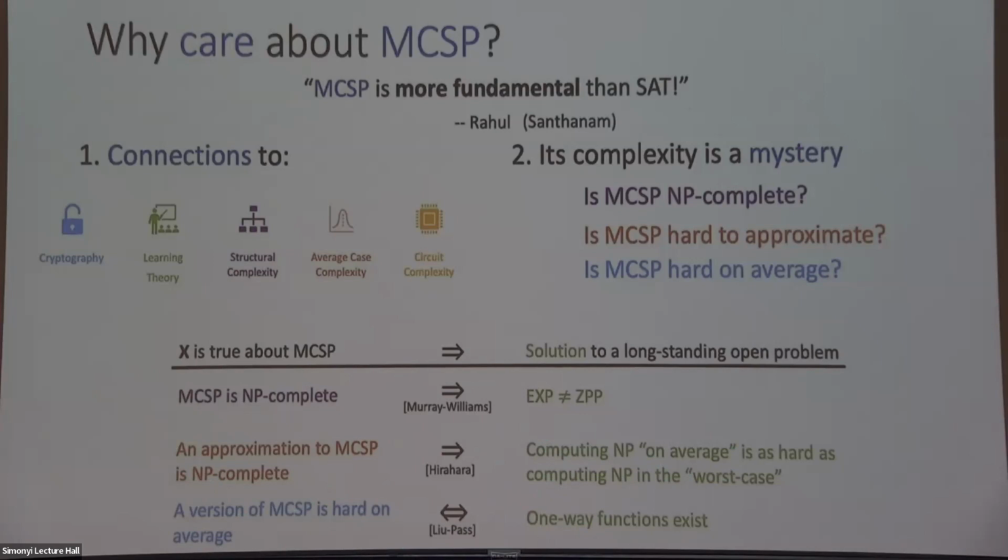Was that the end of this? I have a question. Yeah. So there are all these connections if it's NP complete, and obviously if it's in P, then the world collapses. What about the intermediate situation?